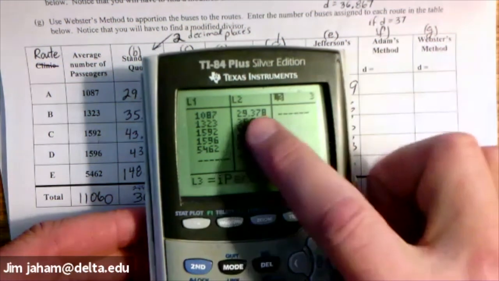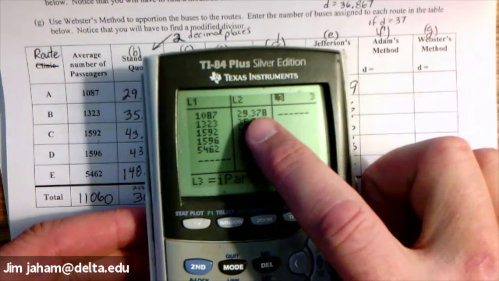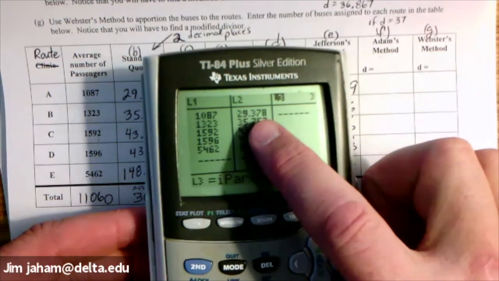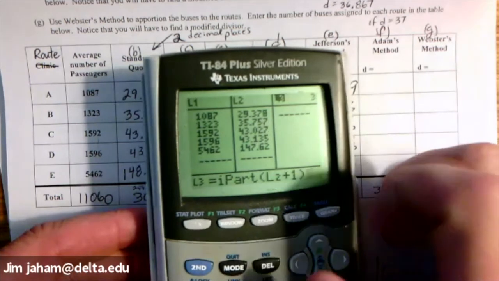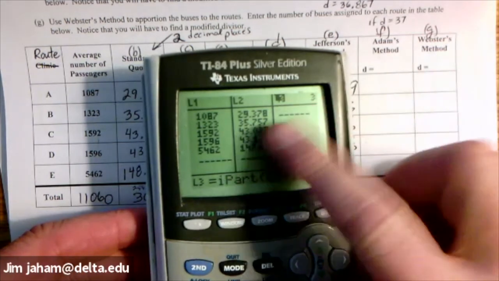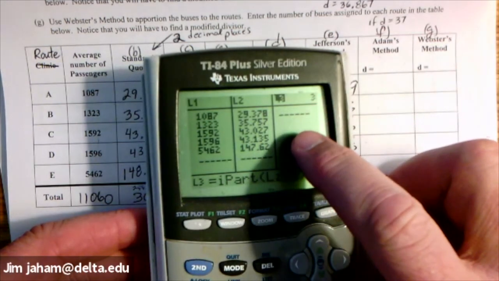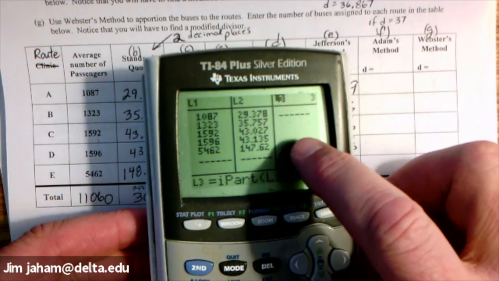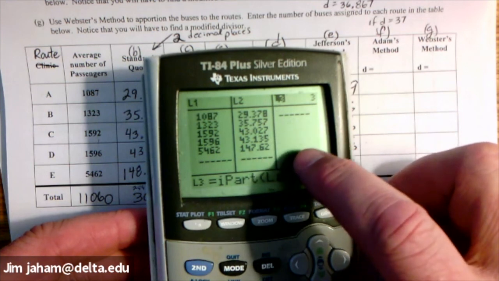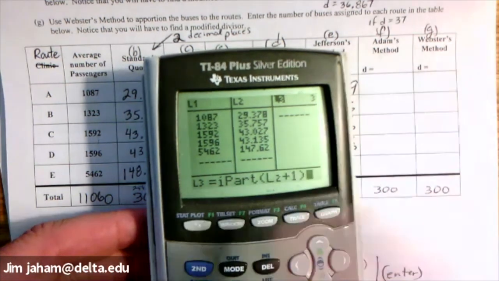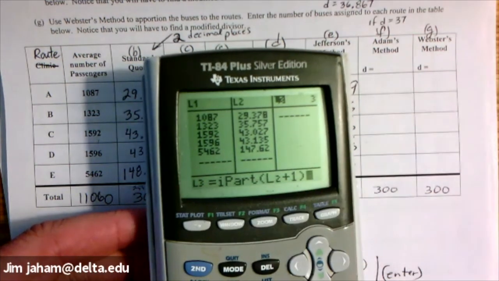So this is how it would work. We want to round this number 29.398 up to 30. So we want this to be 30. We want the next one to be 36, the next one to be 44, the next one to be 44, and the last one to be 148. We want to round up. And this is how you would do it with this.